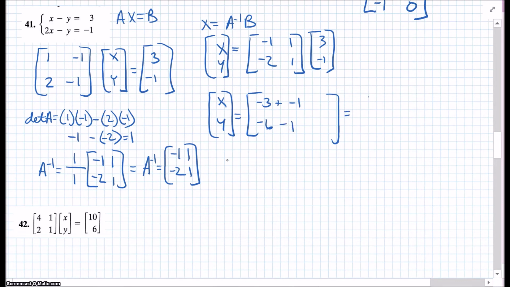So my XY is going to be negative 4, negative 7.